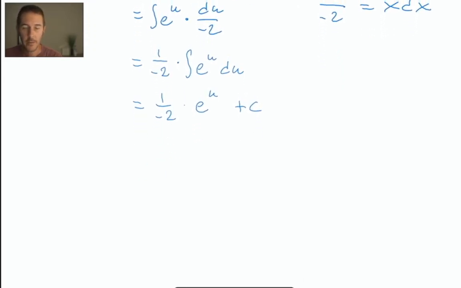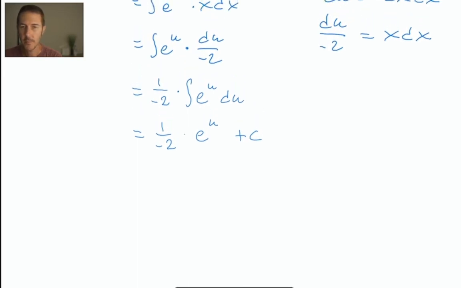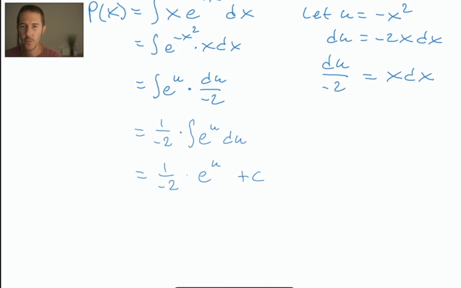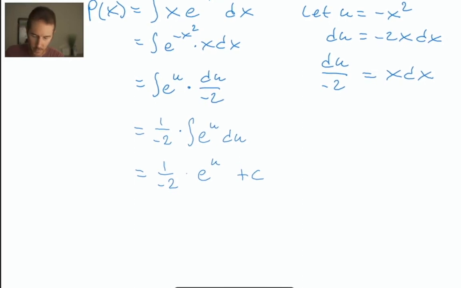And now we can make our back substitution. There's nothing to clean up. There's no keep, change, flip or anything. All we have to do is replace u with negative x squared.